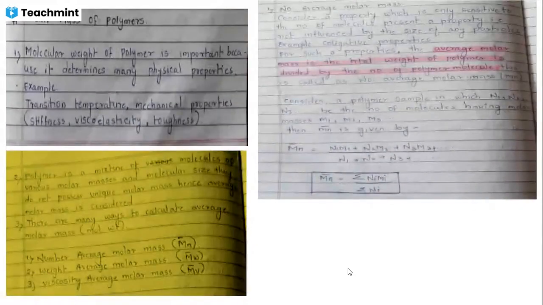Number average molar mass. Now we have to talk about this number average molar mass. Here we have to consider a property which is sensitive only to the number of molecules present, a property that is not influenced by the size of any particles or molecules. An example is a colligative property. For such properties, the average molar mass is the total weight of the polymer divided by the number of polymer molecules. This is called the number average molar mass.